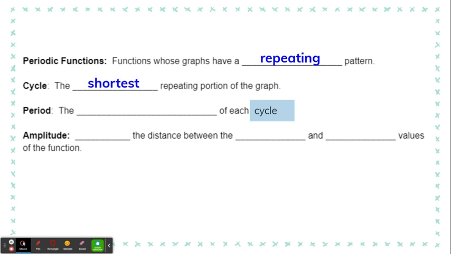A cycle is the shortest repeating portion of the graph. So you want to know in the x direction, what is that shortest amount that makes the graph repeat? A period is the horizontal length of each of those cycles. How long was it? In physics, for those of you who take physics, a period is very similar to wavelength. So the length of the wave before it repeats itself.